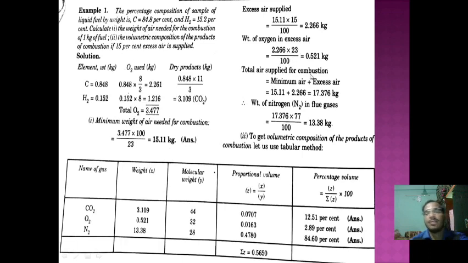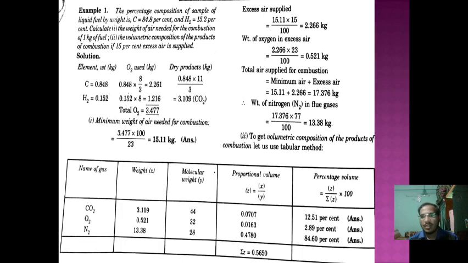After that, the total supply: the minimum air required for combustion plus excess air. Minimum air is 15.11, and the excess is 15 by 100 of that. So 15.11 plus the excess air, which is 2.266, gives a total air supplied to the cylinder of 17.37 kg. Like that the air is done.